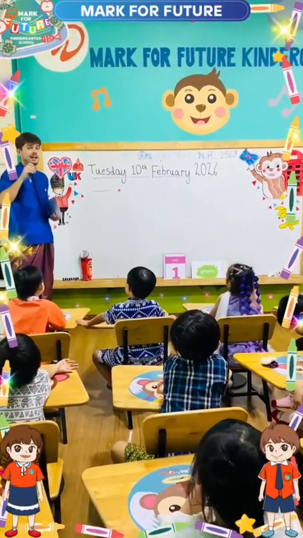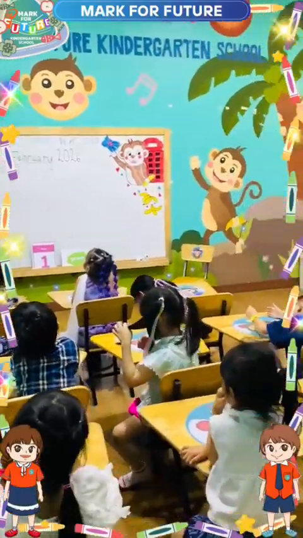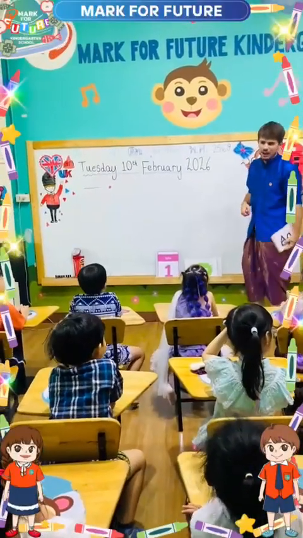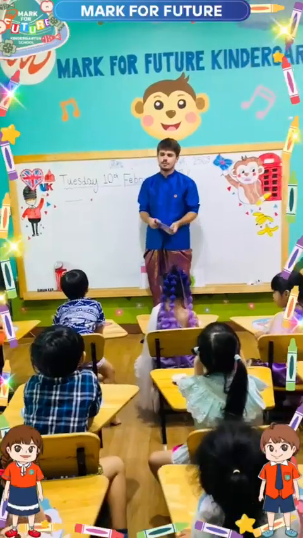Small. Big. Big. Good. So A, B, C, D, E, F, G, L, M, N, O, P. Really good. That's the big alphabet.